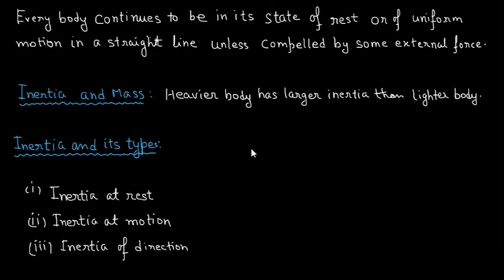Inertia and its types. There are three types of inertia: inertia of rest, inertia of motion, and inertia of direction. Let us see each of them. First, inertia of rest.